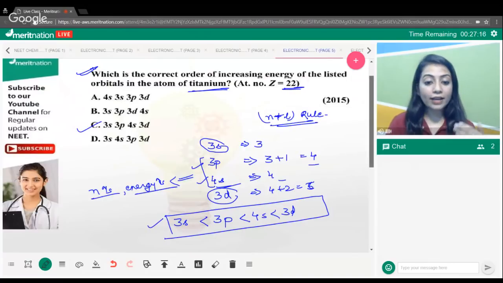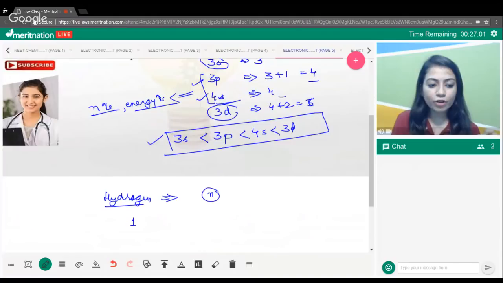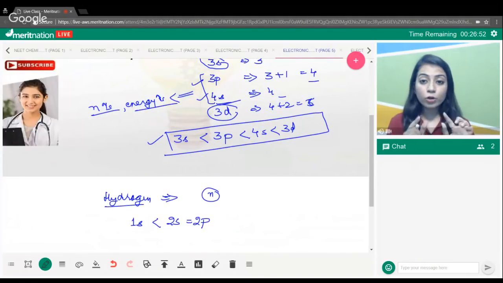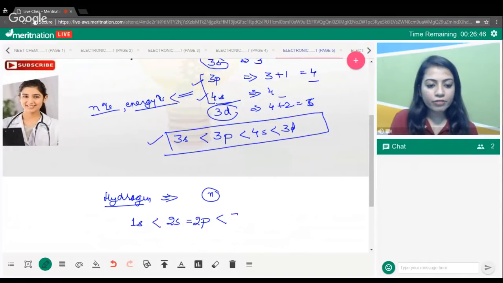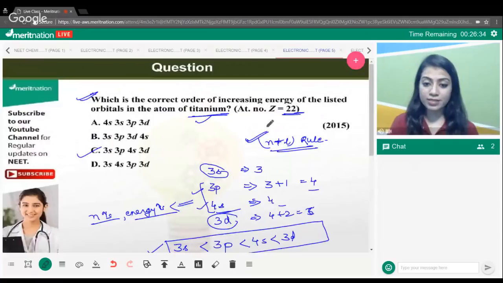Okay. And suppose instead of titanium, you're given hydrogen. In that case, you don't have to see the value of N plus L. In the case of hydrogen, you just have to see the value of what? Only the value of N. So if you're having 1s, that will have the least. After that, we have 2s, and for 2s and 2p, although there is a difference in the value of N plus L, we'll only see the value of N in order to compare the energy. So here it will be like this: 3s, 3p, and 3d. This is the case only for hydrogen. Except hydrogen, we'll use the N plus L rule for all the rest of the elements present in the periodic table.